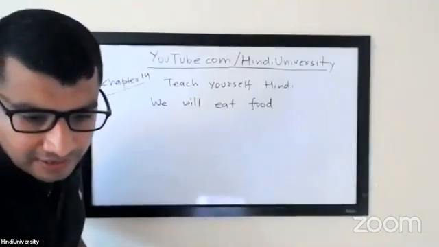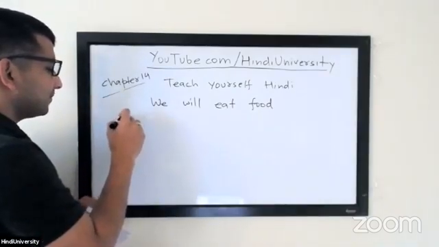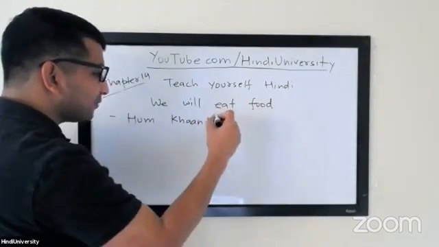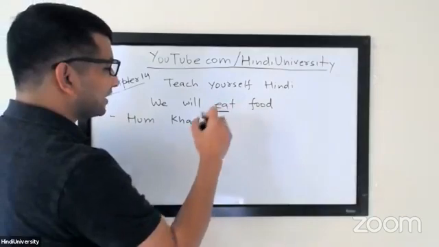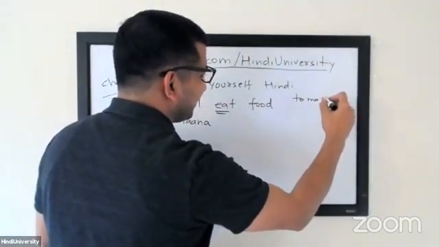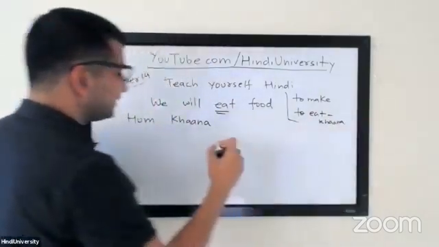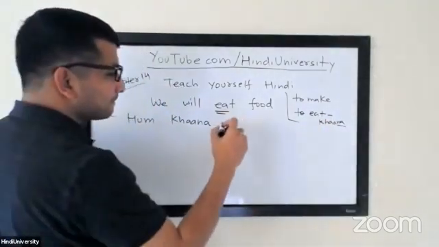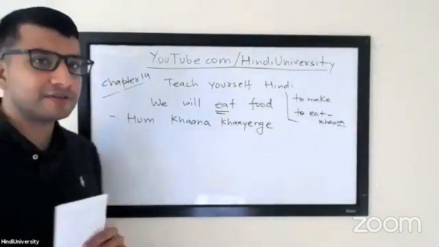Who would like to give it a try? Tatiana ji? Sorry, I'll put you on the spot, but help me here. How will you say this? We will eat food. Ham khana banayenge. So in this case, you have to cook before we eat, right? Ham khana banayenge. So we will eat. Sorry, to make is banana, and to eat is khana. Ham khana khayenge. Very good. Ham khana khayenge. Which is a simple sentence in future indefinite. We will eat food.